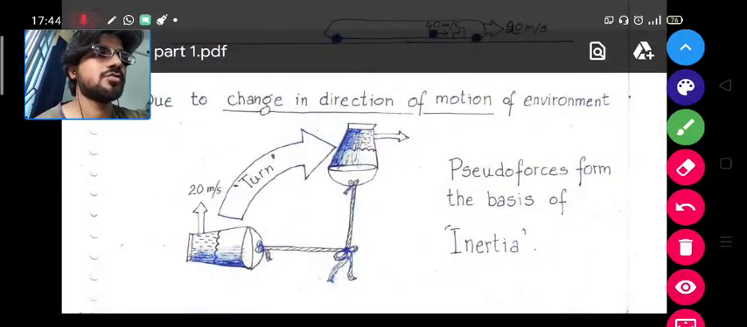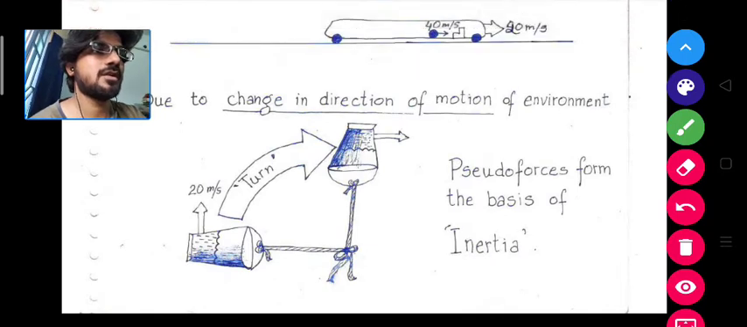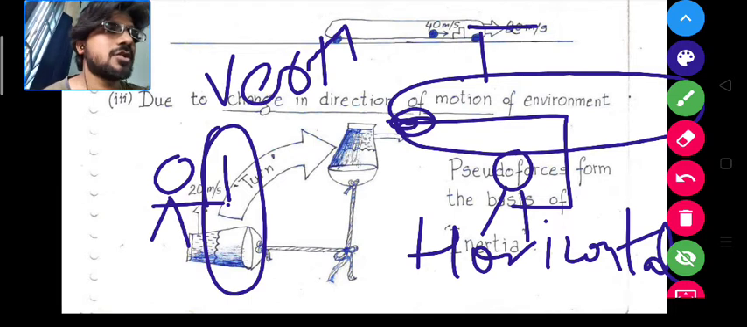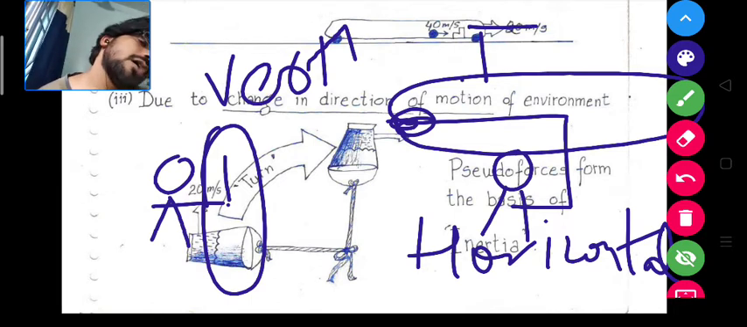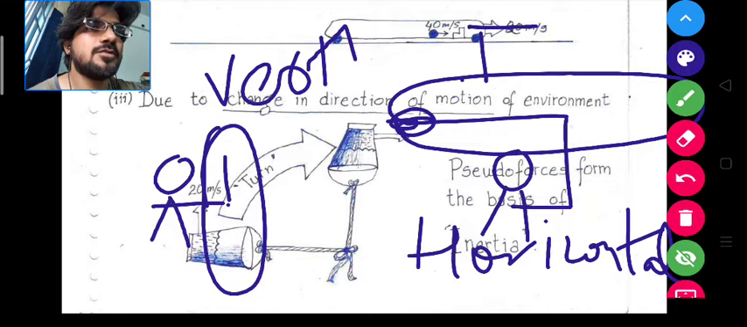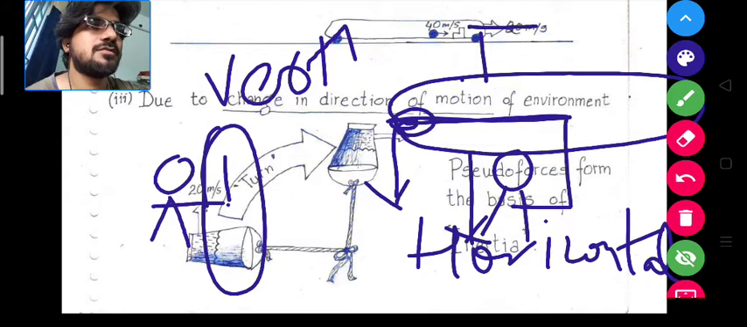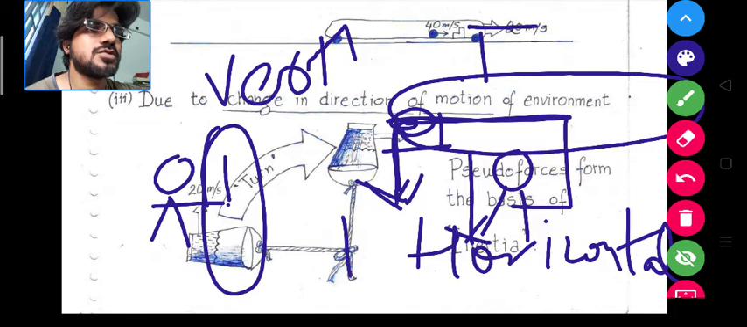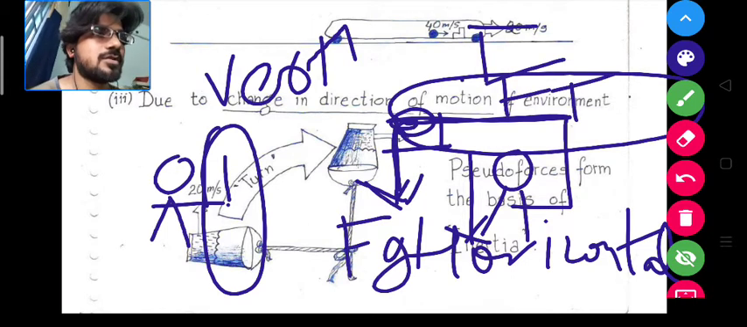Okay, now both of these circles are different in their nature. This horizontal circle has the same value of g force acting on it, and the tension and g force are perpendicular to it. So these two are not affecting each other because the force due to gravity and the force due to tension are perpendicular.